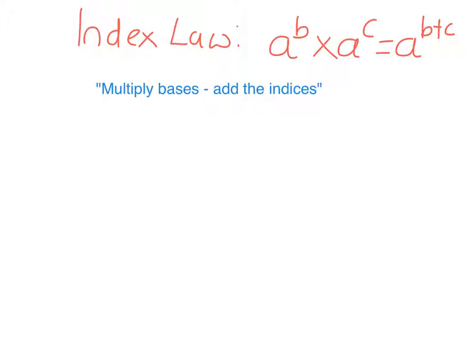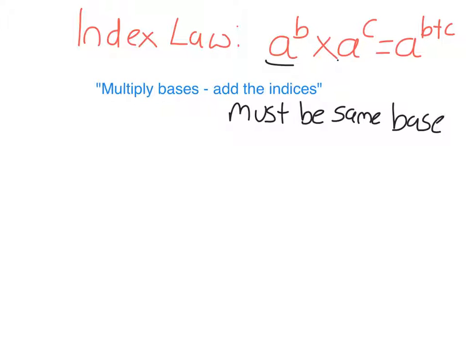But this rule has a caveat to it. It has a condition. It must be the same base. So you can only use this rule when you're using the same base. So notice I've got A and A. That's the base number. I'll give you some examples.